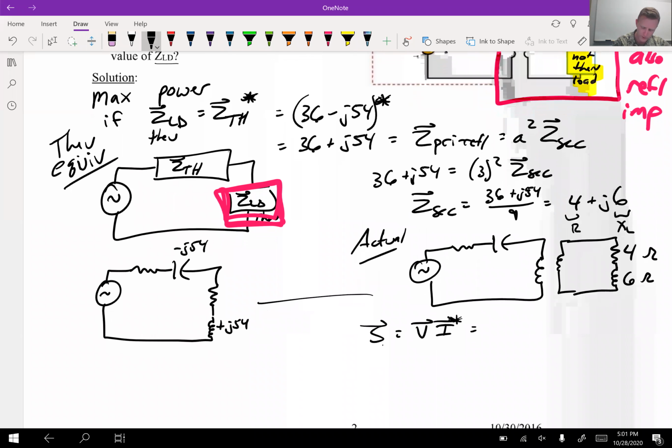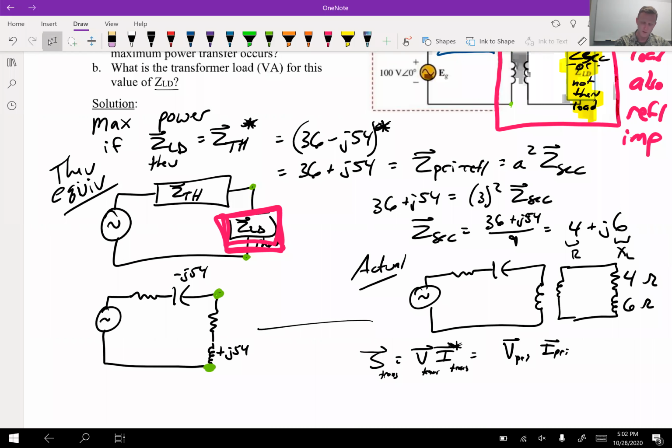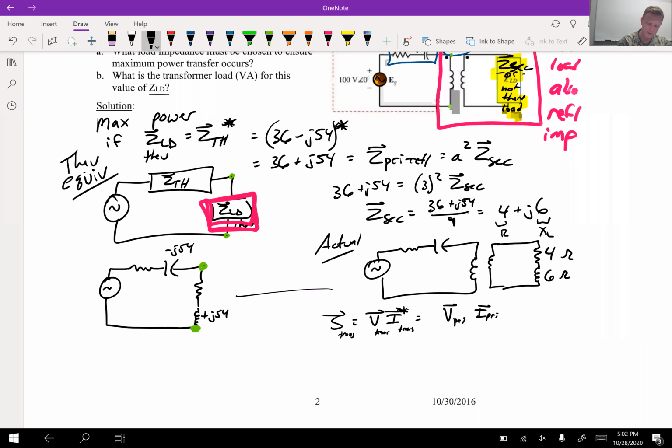So if I'm looking for what's across the transformer, that's like saying the V primary and the I primary. And right here between these green dots, that across there, we've treated it as the reflected impedance, and that is across the transformer. So if I can find the voltage from those green dots, actually I'll just highlight it in green here too. If I can find the voltage across that, that is my V primary. If I can find the current going through that, that is my I primary.